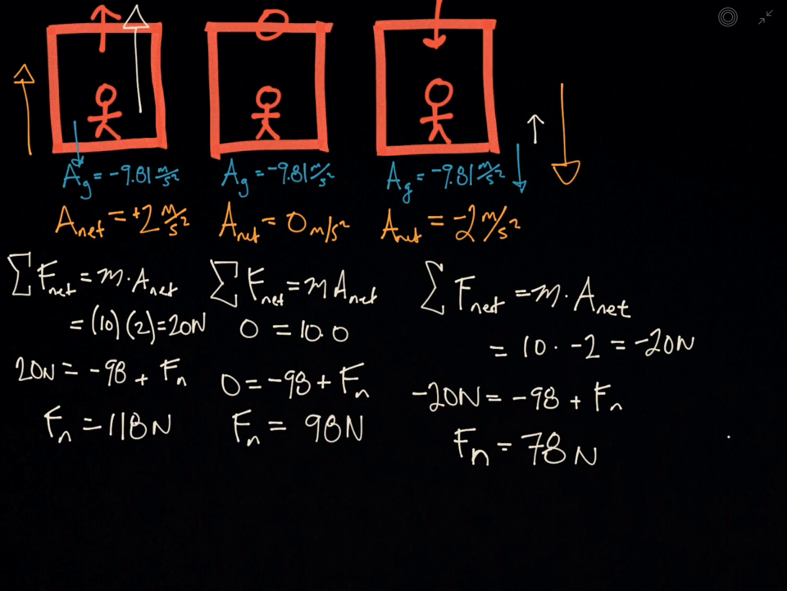The normal force, our scale, would read 118 newtons. I think that makes sense because if we're accelerating upwards, we're kind of being pushed into the floor as we accelerate. It makes sense that the normal force is greater because it's not only overcoming gravity, but also the positive net acceleration that the elevator is experiencing. So those two forces should add together. So 20 plus 98 is equal to the normal force. I think that makes sense.